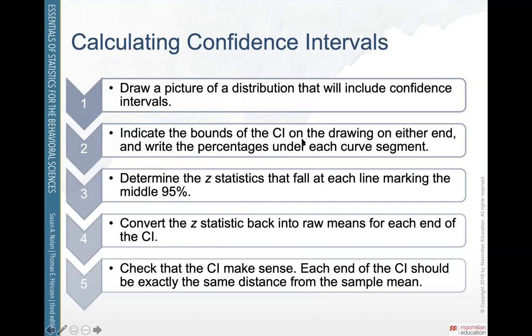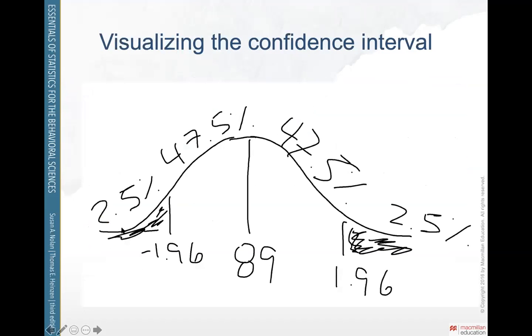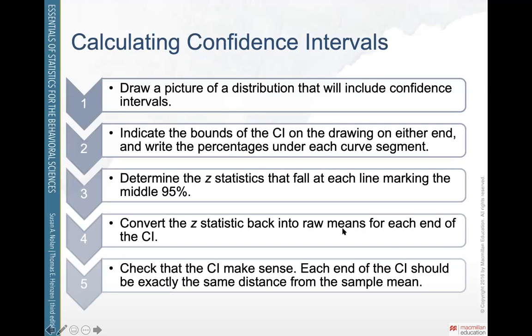Indicate the bounds of our confidence interval by drawing those markers, the two tails. You could see that in the picture I just showed you. We determine the z statistics that mark those boundaries, the middle 95%. We know that these are the correct answers because, once again, for negative 1.96, 2.5% of the area is to the left of this, and 2.5% of the area is to the right of this. 2.5 plus 2.5 is 5%, which means the leftover is 95%. 95% of the area is in our confidence interval. The percentage of here to here is 95%.